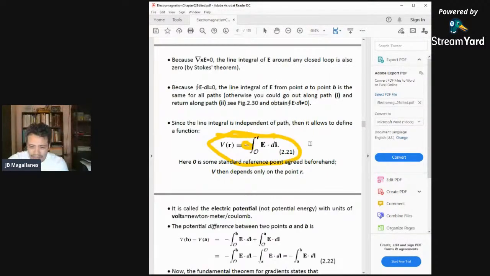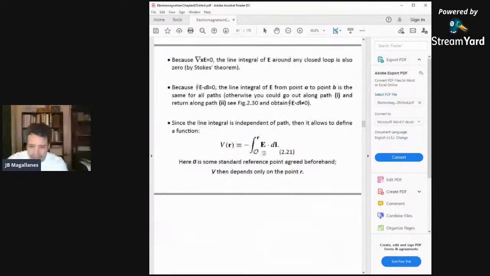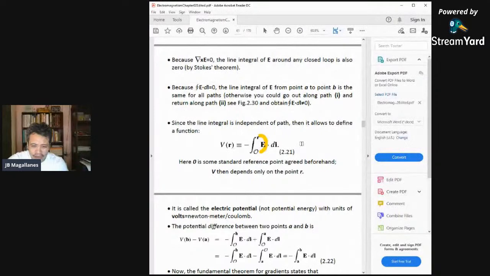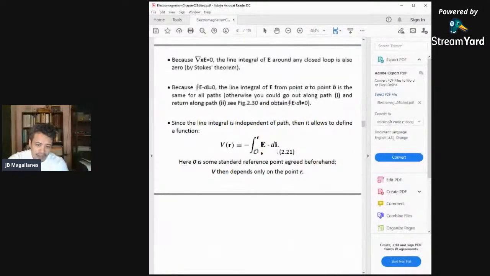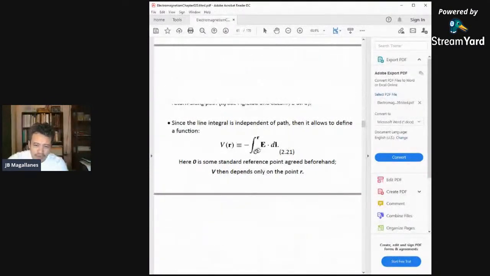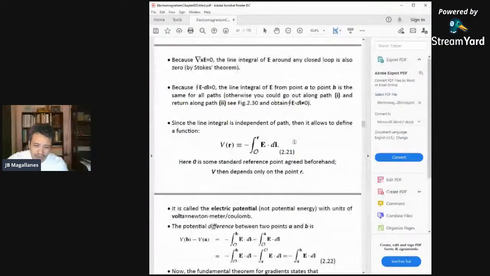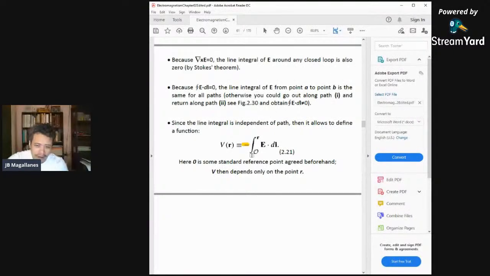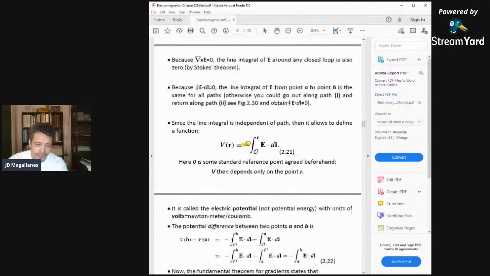This is actually positive if you change the order of the limits from zero to R to R to zero, because from O to R or R to O, O is the infinite reference point, and this is of course larger than R, so that's why the negative comes out here. But if it's from R to infinity, then this is positive. So it's just a matter of the ordering of the limits.